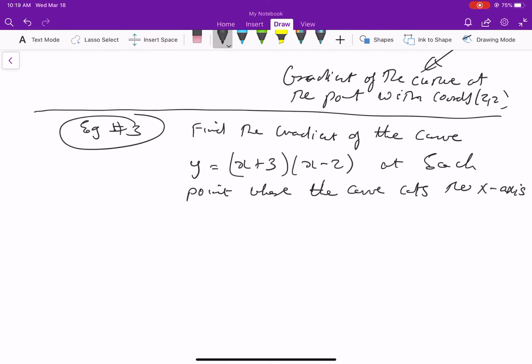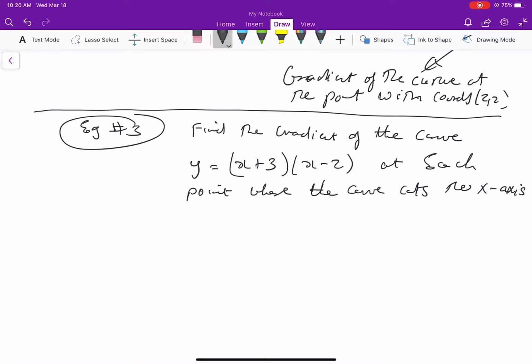This one is interesting. Clearly, however, because this is a curve and they're asking for the gradient of a curve, the concept still remains the same. You still need to find the gradient function dy dx. So let's at least start with that.